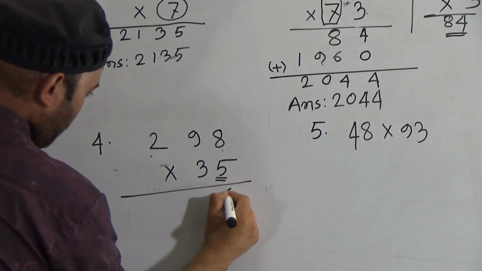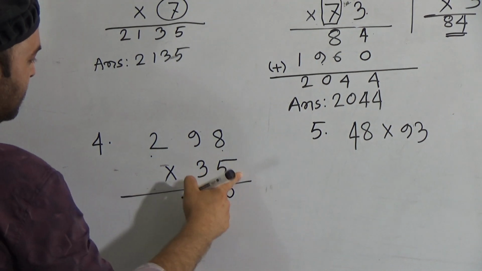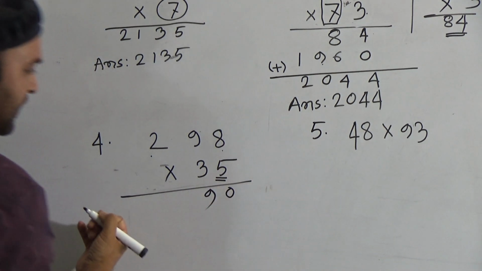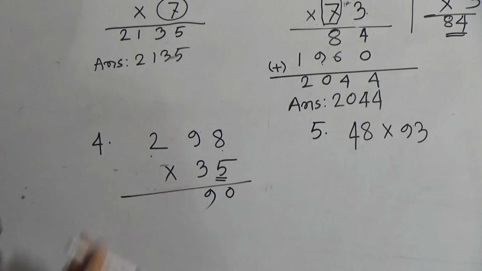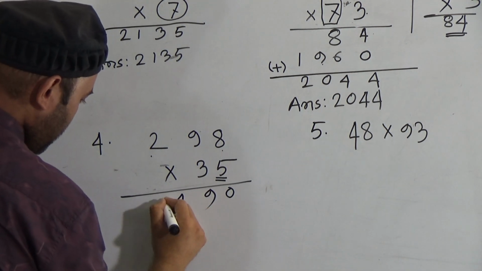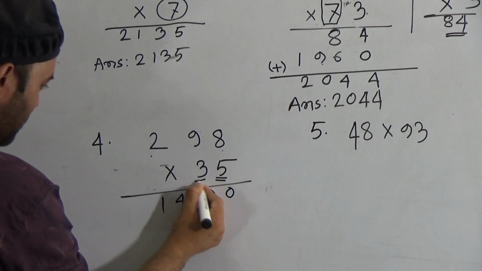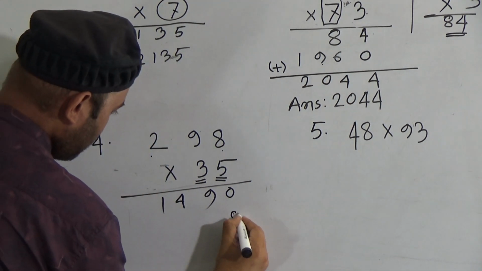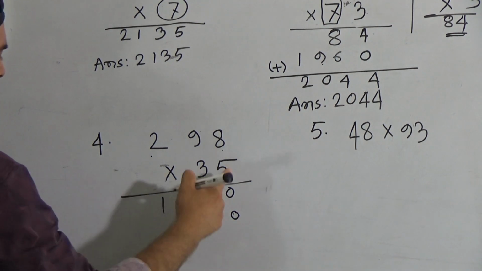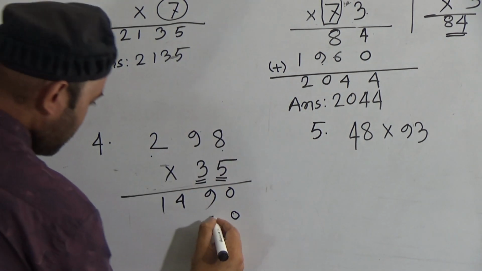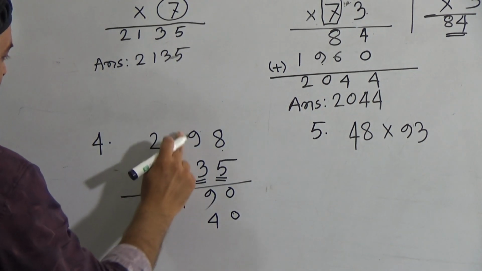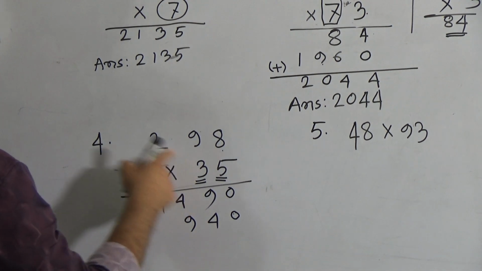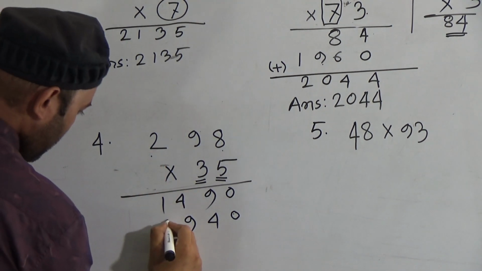5 8s are 40, there is 4 as carry, 9 5s are 45, 45 and 4, it will be 49, there is carry 4, 5 2s are 10, 10 and 4, it will be 14. Since 3 is the tens place value, so first of all you have to use 0. Then 3 8s are 24, there is carry 2, 3 9s are 27 and 2 is 29, there is carry 2, 3 2s are 6 and 2 is 8.